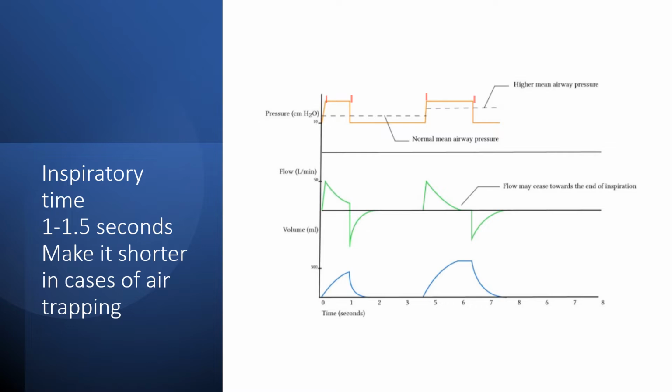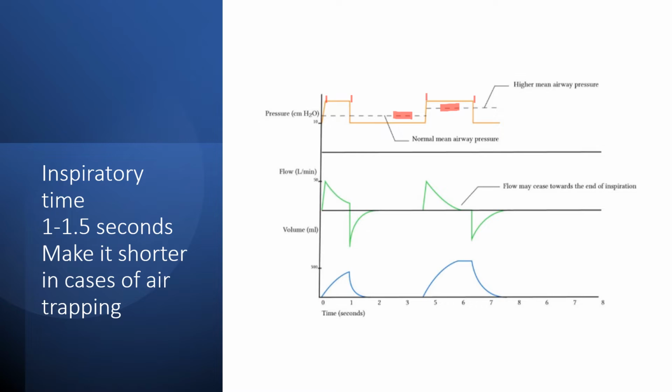And what happens is the longer you make your I time, the higher the level of mean airway pressure. Notice that this level right here goes up right here. So as you increase inspiratory time, you increase mean airway pressure. Increasing mean airway pressure will improve oxygenation. The problem with that is it's at the cost of CO2 removal. So for example, if you have a patient who's a COPD, you may want to have a very short I time and a longer expiratory time for them to remove CO2.